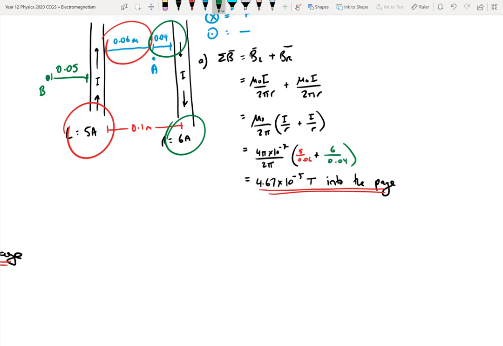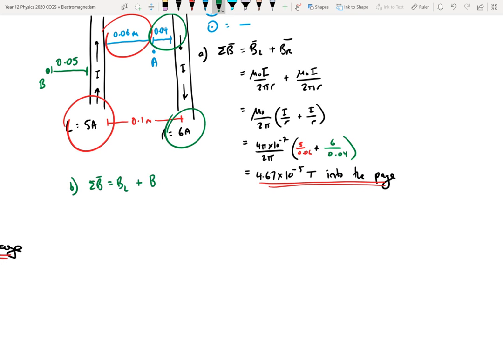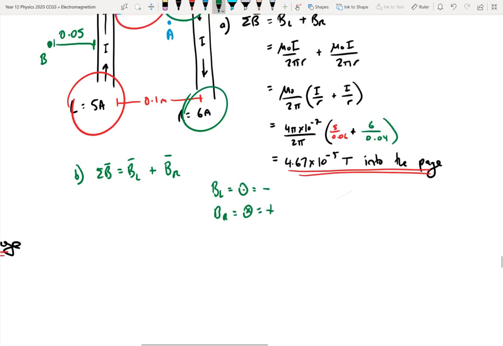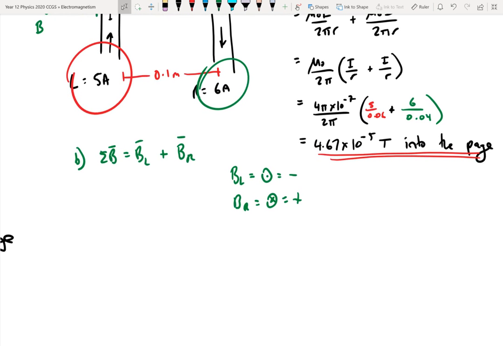Let's do part B under here. We could say that the sum of the magnetic field is B left plus B right. And I'm going to say that B left equals, right hand rule, out of the page, equals negative. And B right equals, right hand rule, into the page, equals positive. So just remember that my first term in that expression has to be negative.